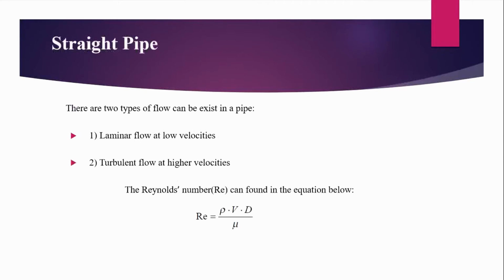In straight pipe, there are two types of flow, that is laminar flow at low velocities and turbulent flow at high velocities. Laminar flow is characterized by smooth streamlines and highly ordered motion, whereas turbulent flow is characterized by velocity fluctuation and highly disordered motion. As you can see, the Reynolds number can be found in the equation shown.